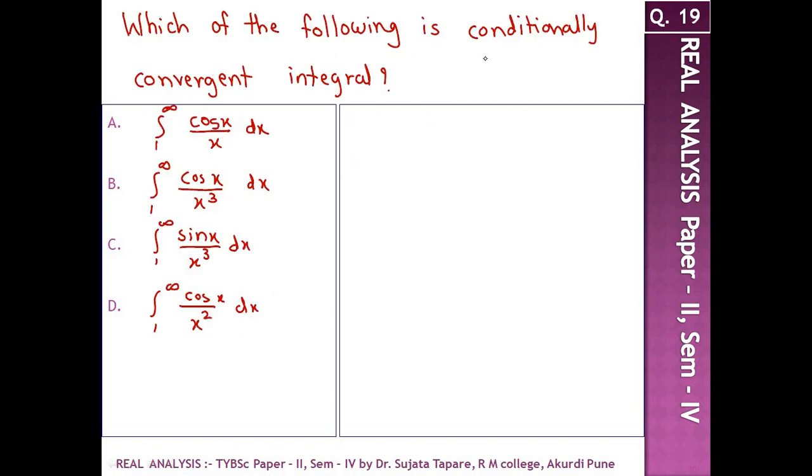Which of the following is a conditionally convergent integral? Obviously integration 1 to infinity cos x upon x dx is conditionally convergent, so the option is A.